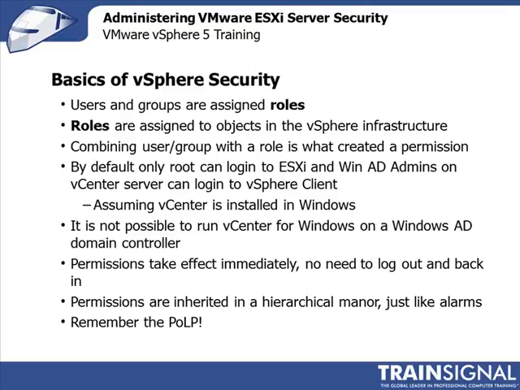Now, by default, only root can log into ESXi, and Windows Active Directory admins on vCenter can log into the vSphere client. That's just the default within vSphere. Of course, that assumes that vCenter is installed in Windows. Like I said earlier, if you're using the VCSA, then the default login there is root. So you've got root, you've got administrator, but you really want to get beyond that. Of course, you want to change those default passwords like the root default password, but you really want to get beyond just using root and administrator. You want to use your own name. That's the proper security best practice, because then when you log in and log out and other admins log in and log out, that's all recorded.